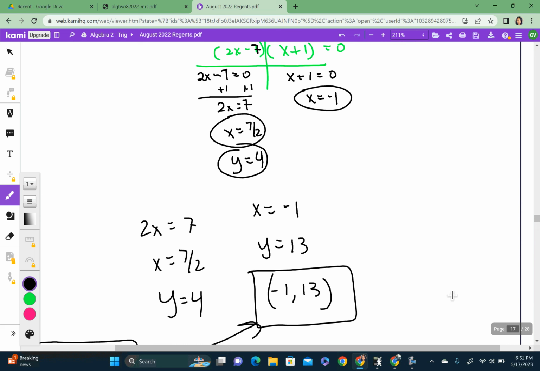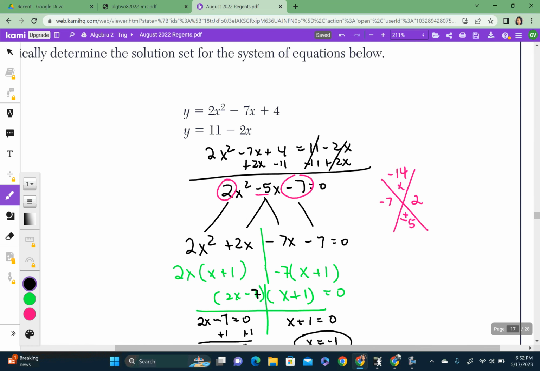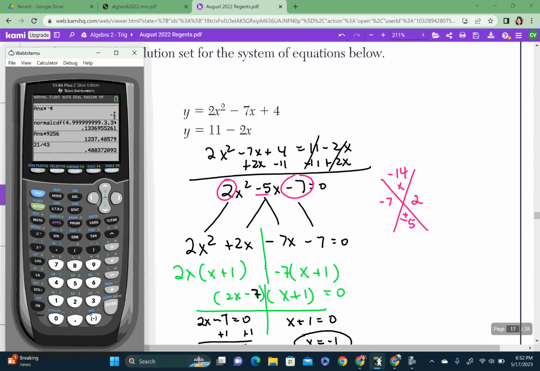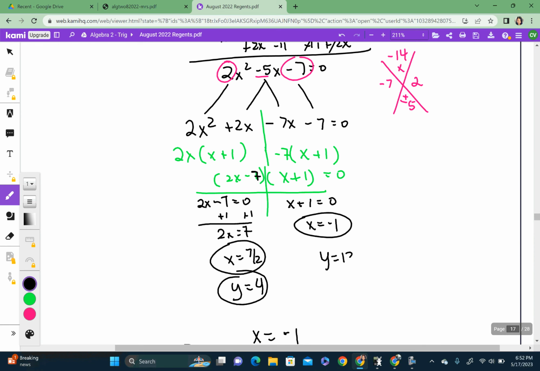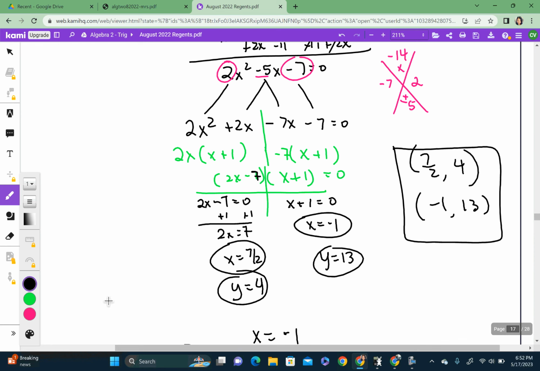And when I take my -1 and I plug it in for my 11 minus 2x, when I store it in, I could just show you that one real quick. So I take my calculator, take -1, store it in for x, and I plug in either one of these two. So I plugged in 11 minus 2x, hit enter, and I get 13. So my y is equal to 13. So my 2 points are 7 halves, comma 4, and I have -1, comma 13. Those are my 2 answers. Okay.